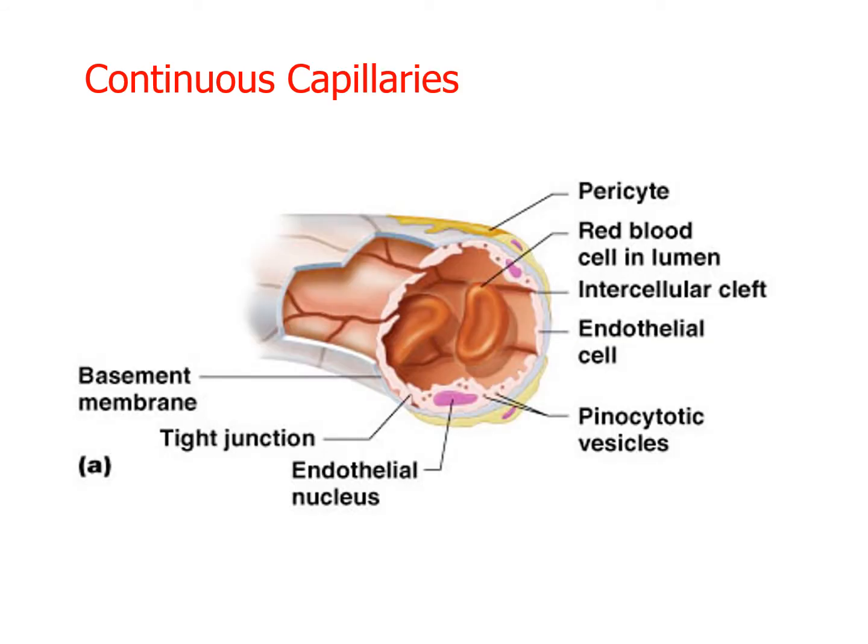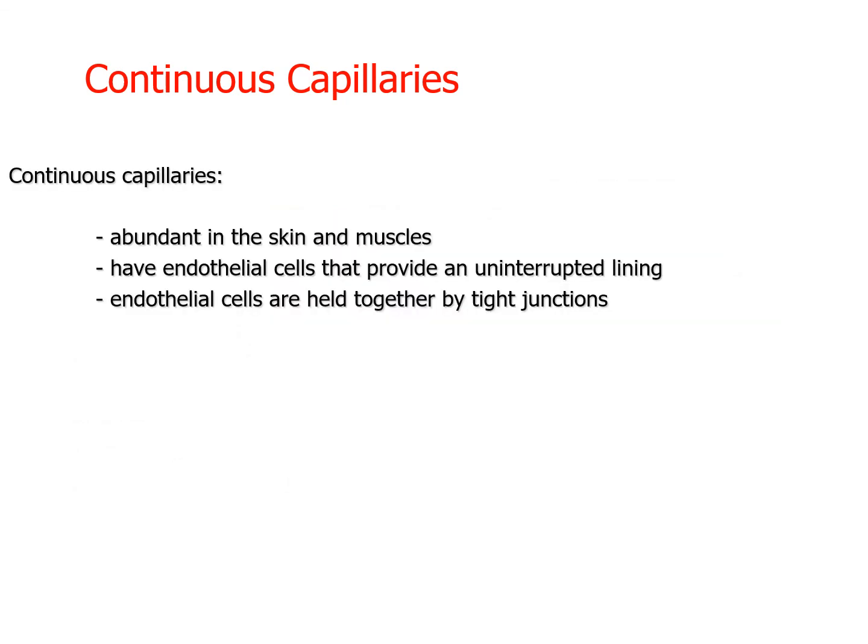The continuous ones form a continuous paved wall. They have tight junctions between the different cells where the cells meet each other, so that it's not easy for molecules to get through in between two cells. This is a continuous type of capillary. Continuous capillaries are typically quite abundant in skin and muscle.